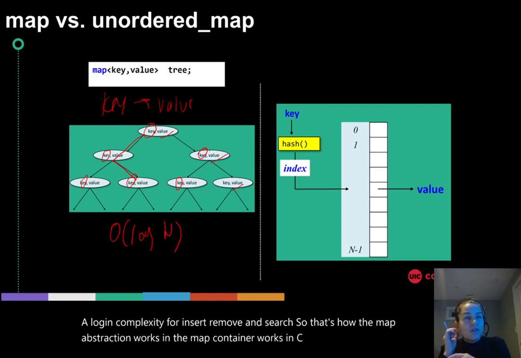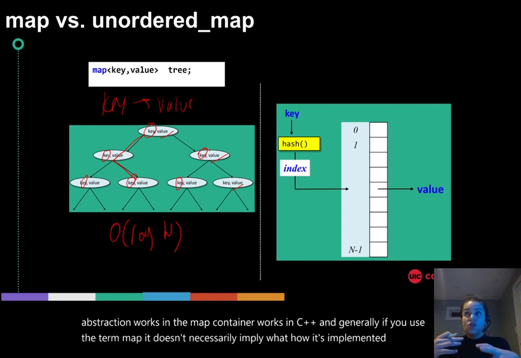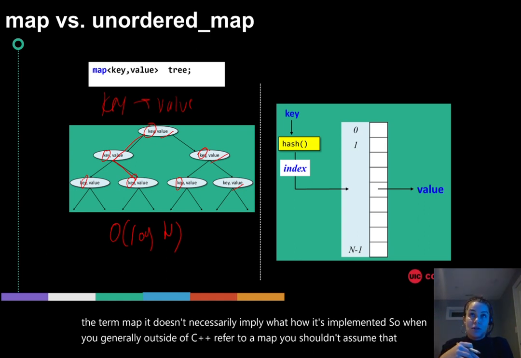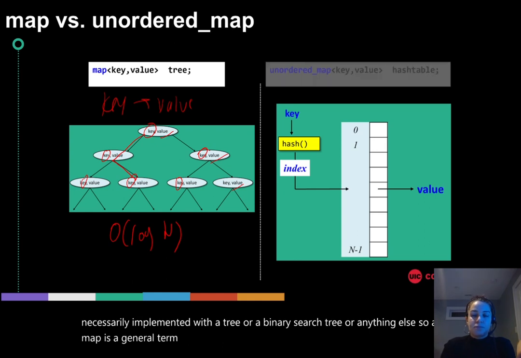Generally, if you use the term map, it doesn't necessarily imply how it's implemented. When you refer to a map outside of C++, you shouldn't assume that it's implemented with a tree or a binary search tree or anything else. A map is a general term for a key value pair.